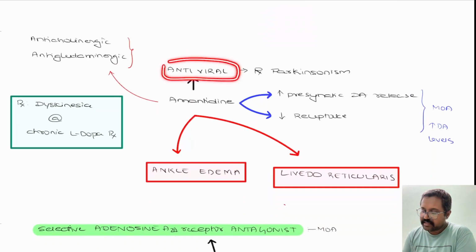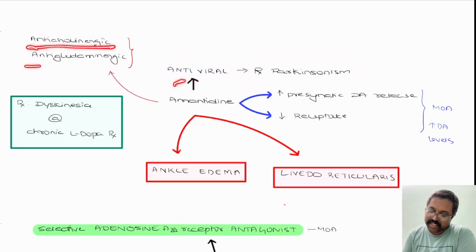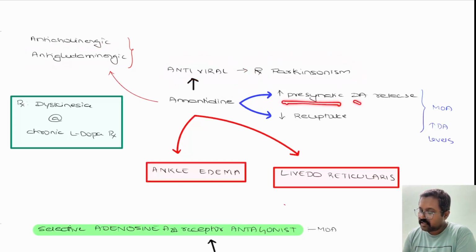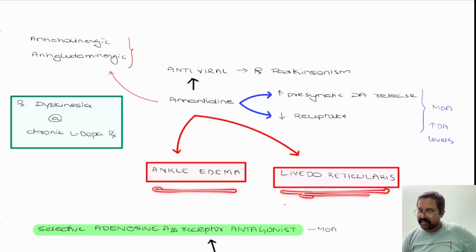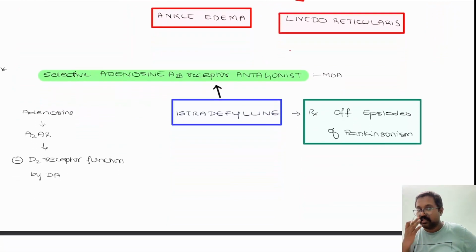Amantadine is an antiviral drug, and now it is used in the treatment of Parkinsonism also. Along with antiviral activity, it has anticholinergic and antiglutaminergic activity. So basically, amantadine will increase the presynaptic dopamine release and inhibit the reuptake, thereby increasing the dopamine levels. The only limiting factor for the use of amantadine is that it can cause ankle edema and livedo reticularis.